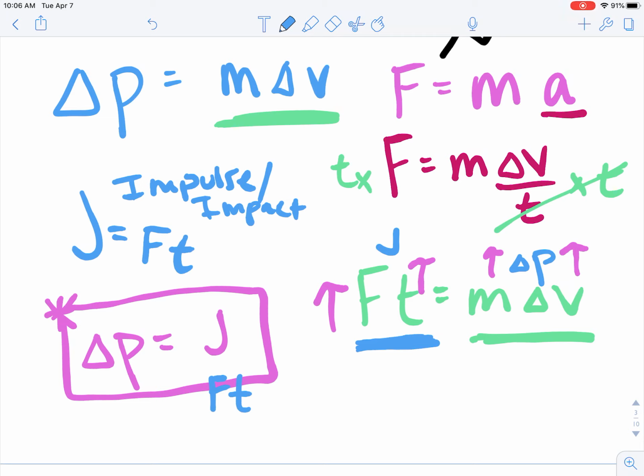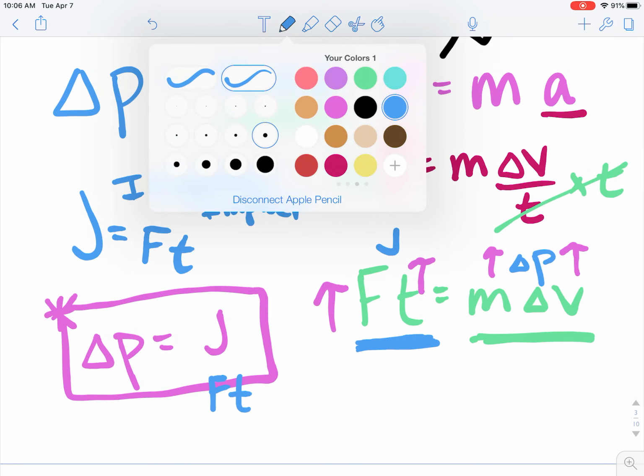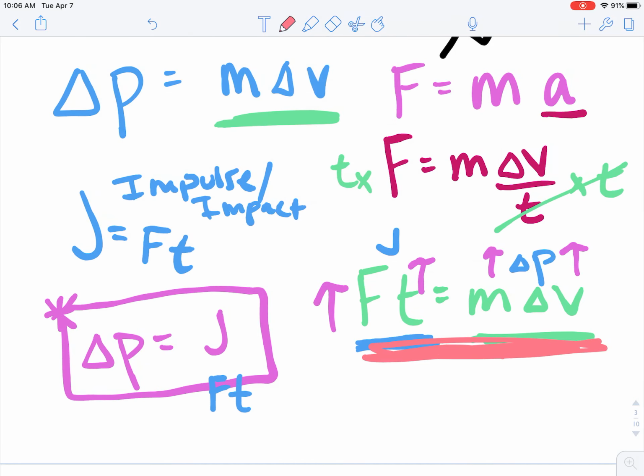So impulse is directly related to change in momentum. That's an idea equation. This equation over here, you're going to use most often for math because we have ways of measuring force, time, mass, and velocity.